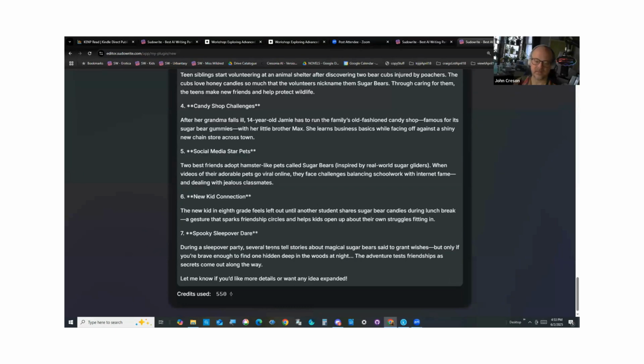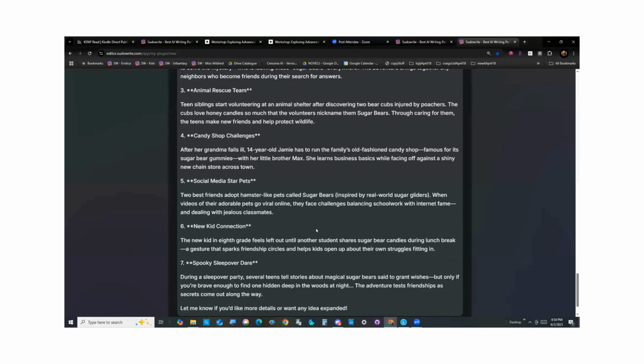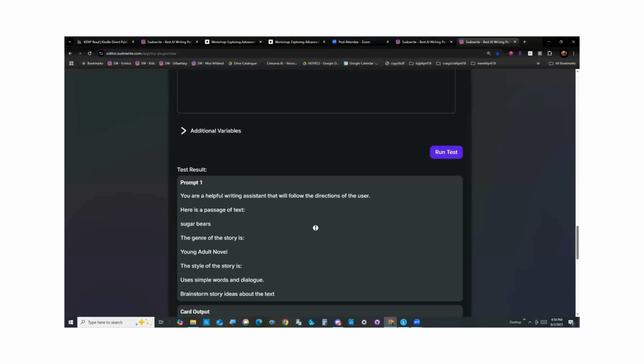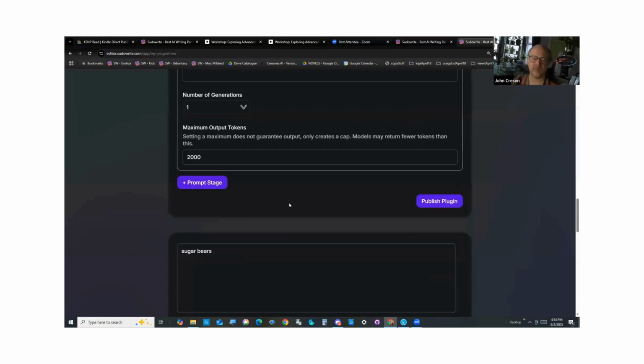Those are kind of fun. During a sleepover, several teens tell stories about magical sugar bears said to grant wishes, but only if you're brave enough to find one hidden in the woods at night. The adventure tests friendships as secrets come out along the way. Tons of ideas there, huh? Tons of ideas. Okay, so that's a place to play around.